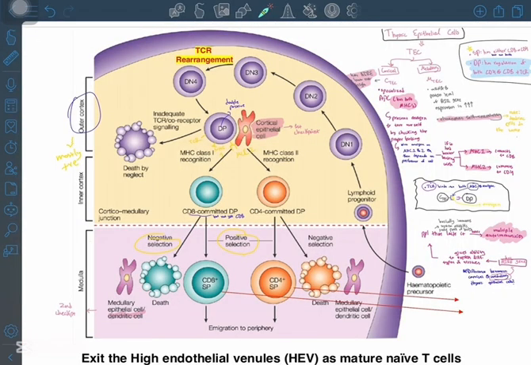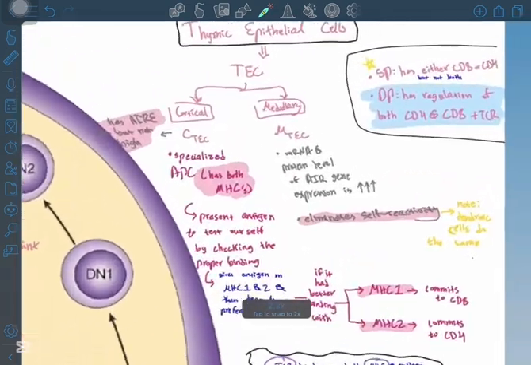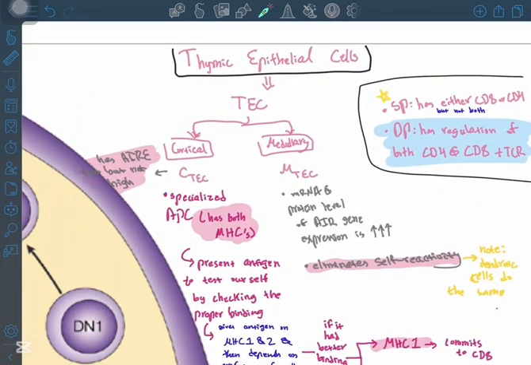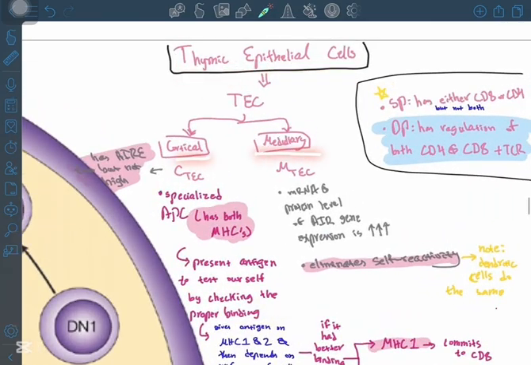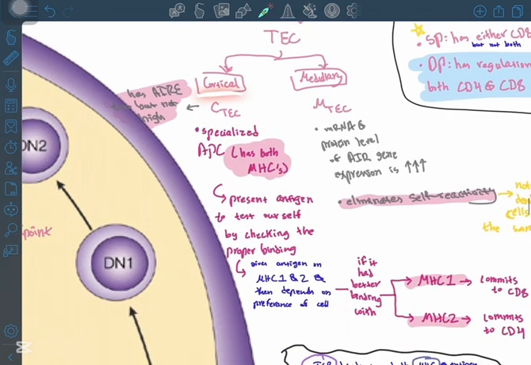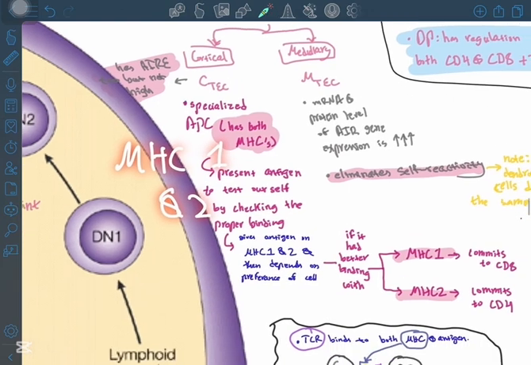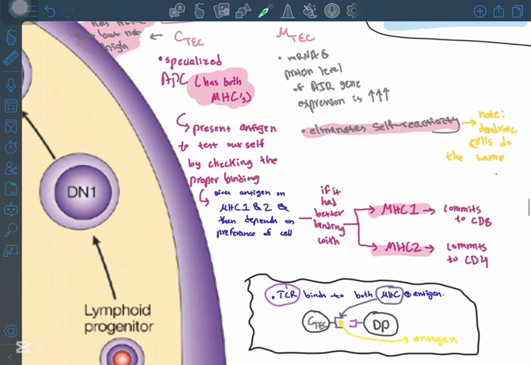Okay, so basically now we're going to see the thymic education. But before that, we need to know that we have different types of thymic epithelial cells. So we have the cortical one and the medullary one. From its name, you know where exactly in the thymus it is located. So if we go to the cortical one, it is basically a specialized APC, an antigen presenting cell. It has both MHC1 and also MHC2. What it does is basically it presents antigen on this MHC1 and 2, and it checks the proper binding.